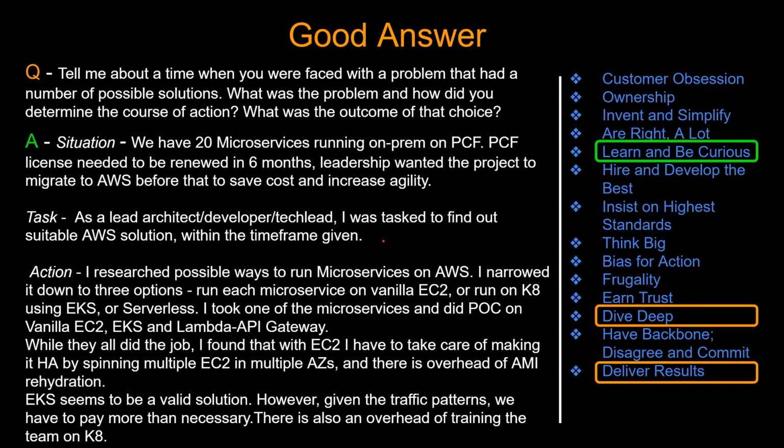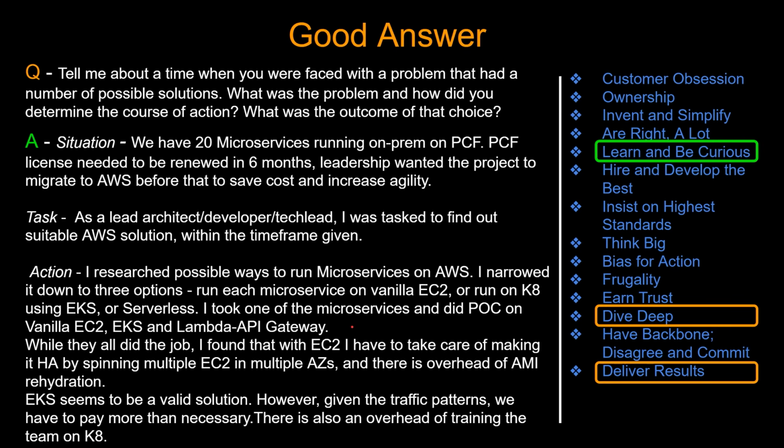You immediately establish that you are learning and you are curious, so that's how you found all these different options. And then you said, I took one of the microservices and did a POC on vanilla EC2, EKS, and Lambda API Gateway. While they all did the job, I found that with EC2, I have to take care of making it highly available by spinning up multiple EC2 in multiple AZs, and there is overhead of AMI rehydration. EKS seems to be a valid solution. However, given the traffic patterns, we have to pay more than necessary. There is also an overhead of training the team on Kubernetes.